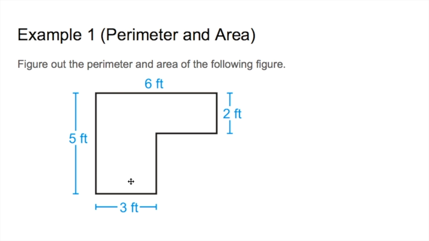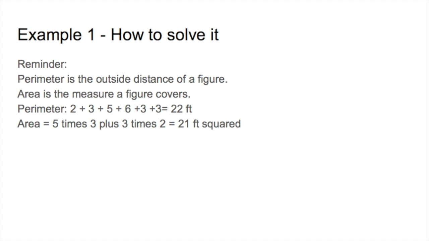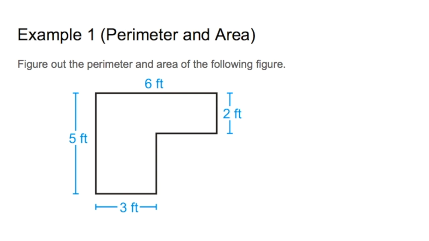And for the area, okay, let's say this is 5 feet and 3 feet. Let's pretend these two are two separate rectangles. So it'd be 5 times 3, which would be 15, and 3 times 2, which would be 6. And after you add that up, it would be 21 feet squared. All right, make sure to take note on that.